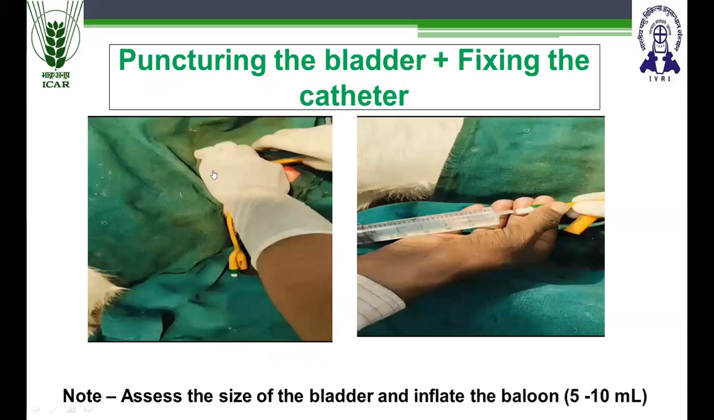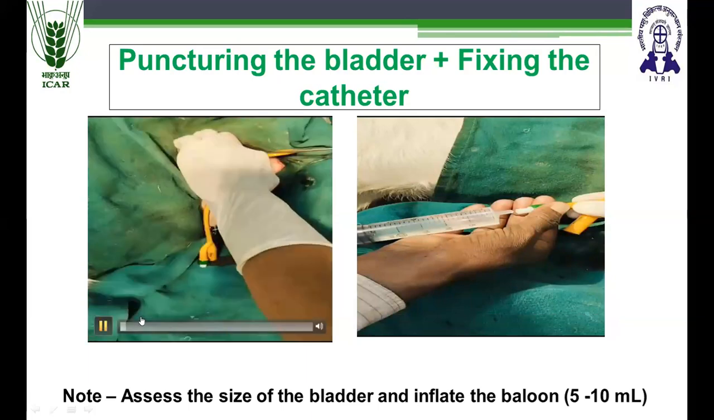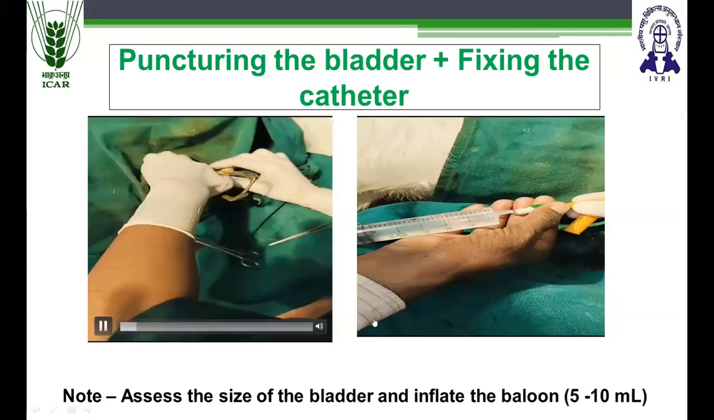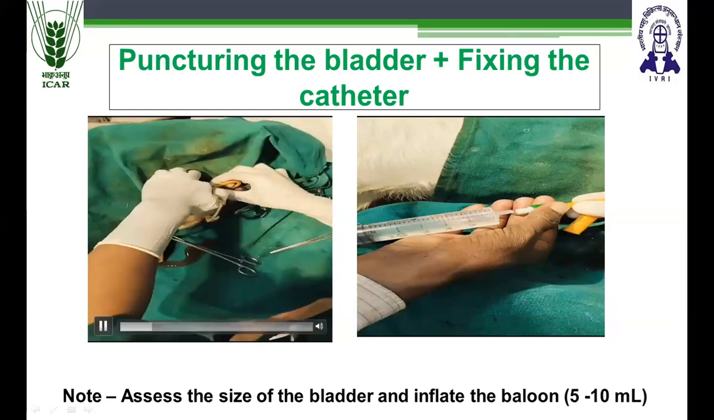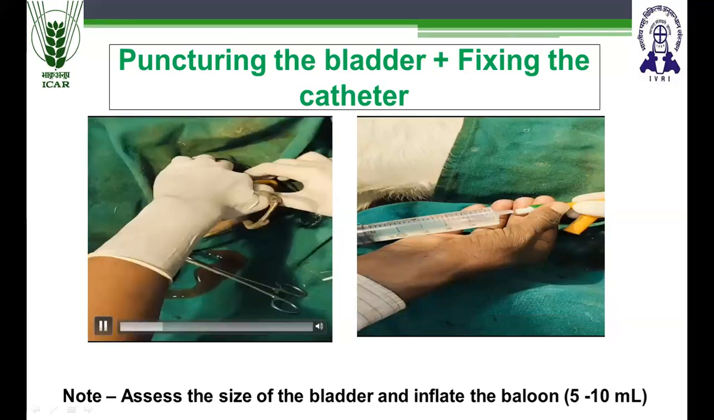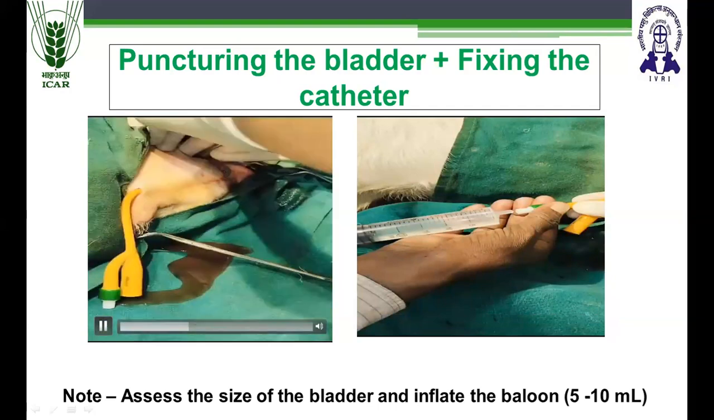See, you can see that the stylet is connected to the catheter, and the surgeon has punctured the bladder. So the urine is coming out through the urine port. It is a clinical sign. And this is the video showing. We have to see, once the catheter is inside the bladder, we can see urine will start coming. But we have to fix the catheter.